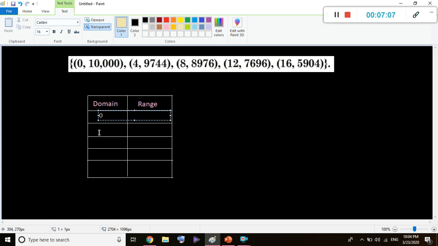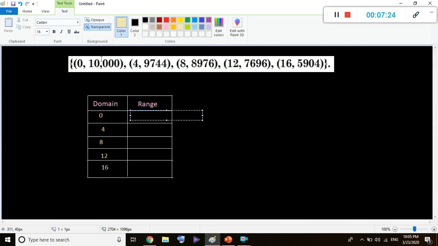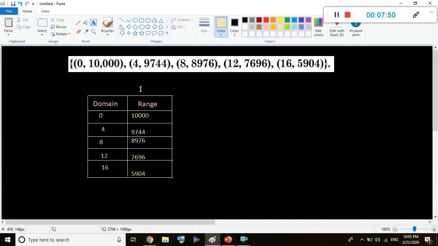So here we have 0. Here we have 4. Here we have 8. Here we have 12. And here we have 16. Let's see the range here. It's going to be 10,000. Here it's going to be 9,744. Here it's going to be 8,976. Here it's going to be 7,696. And here it's going to be 5,904. So here's the domain as the x coordinates and the range as the y coordinates.